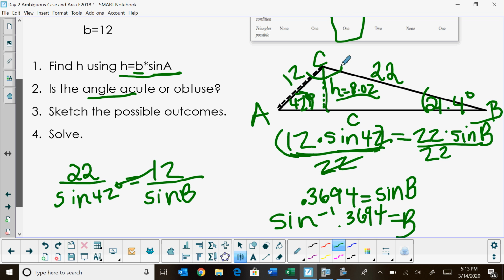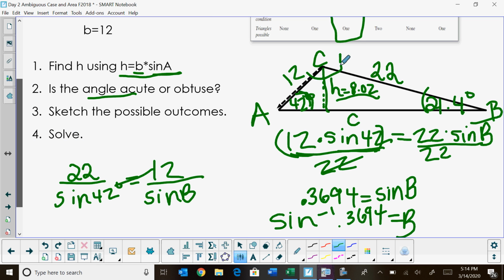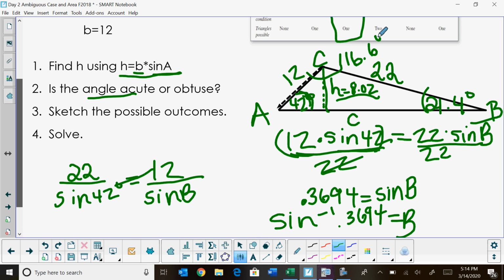Okay, now I've got two angles and two sides. To get my third angle C, that's going to be pretty easy. I know that a triangle adds to 180, so I'm going to take 180 and subtract 21.4 and subtract 42. And I'm left with 116.6 degrees. So there's my angle C. Now the only thing left to solve for is side C. So let's go back.